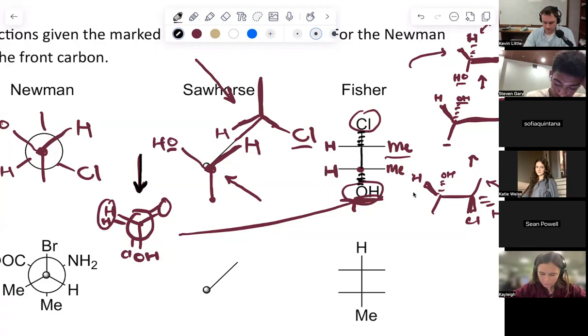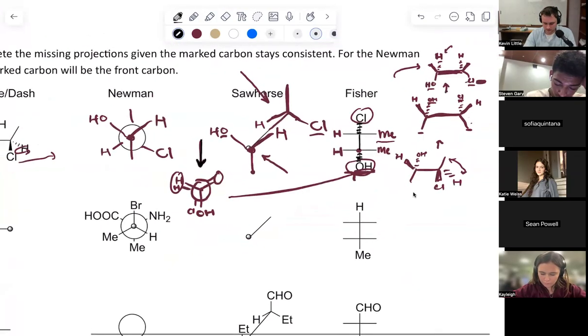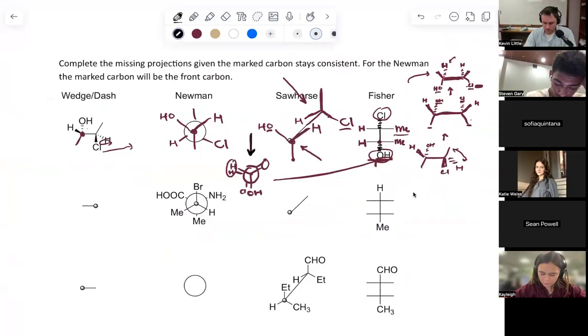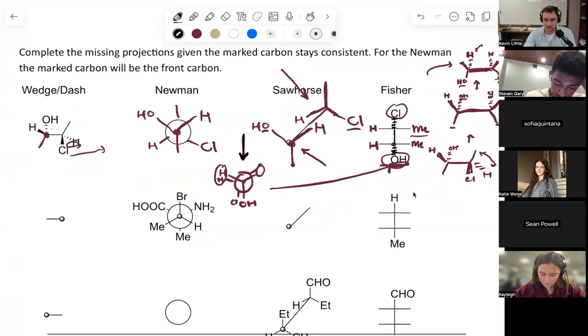Okay. Any other questions about this stuff? I'm sure there's no amount of talking about Fischer that would make Fischer easy for some people. But one of the things that's tough about Fischer is that it requires you to see it from a different perspective, to rotate bonds. Sometimes you cannot do a Fischer without rotating the bond.